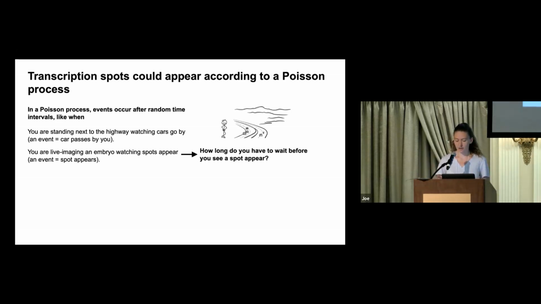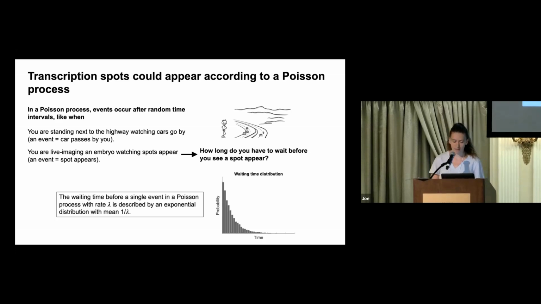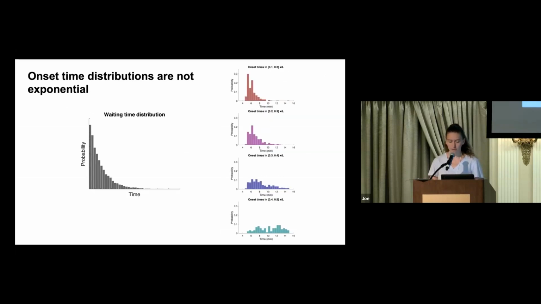So I asked, how long would I have to wait before I see a spot? In the case of a Poisson process with a constant rate lambda, the waiting time until one event is described by an exponential distribution with a mean of 1 over lambda. However, the onset time distributions are not exponential. So a Poisson process with a constant rate does not describe spot appearance.